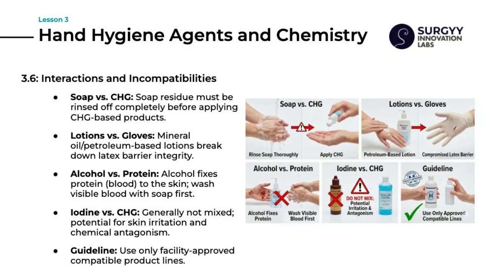For alcohol versus protein, alcohol can actually fix proteins like blood to the skin, so you must wash visible blood with soap first. In the case of iodine versus CHG, these are generally not mixed due to the potential for skin irritation and chemical antagonism between the two. The final guideline is to use only facility-approved product lines that are guaranteed to be compatible with one another.